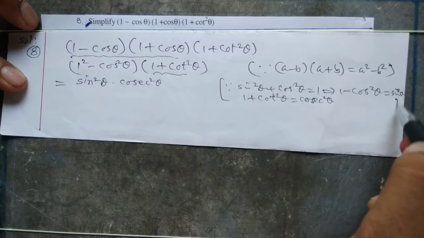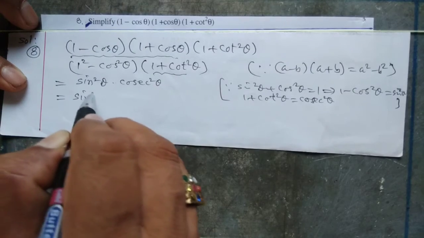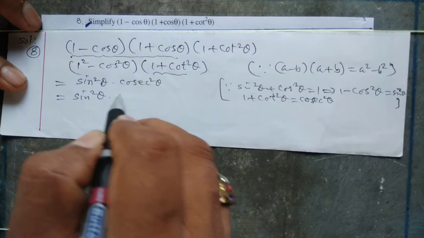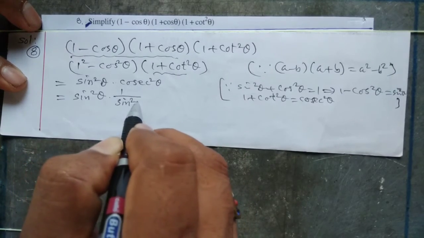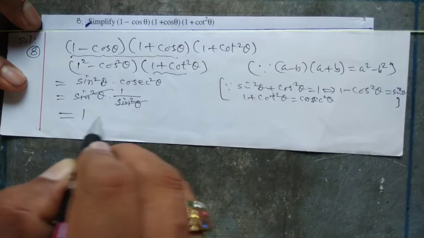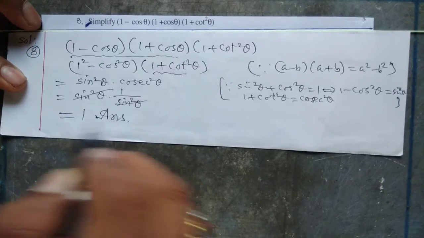This we know. Sin square theta, cosec is the reciprocal of sin, that's why cosec square theta is equal to 1 by sin square theta. Sin square cancel, is equal to 1. So this is the answer.